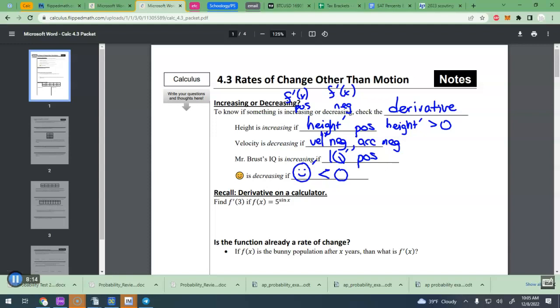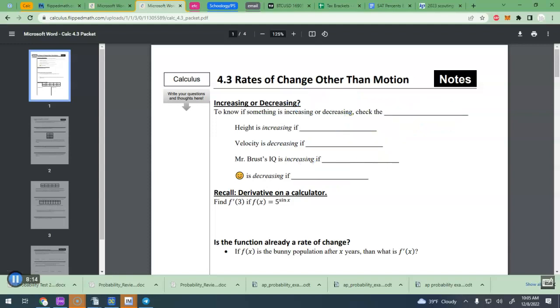Should we review how to do the derivative with our calculator? Because even if you watch the video, they use the TI-84s. Should I review how to do that on your calculator? So grab your 89.